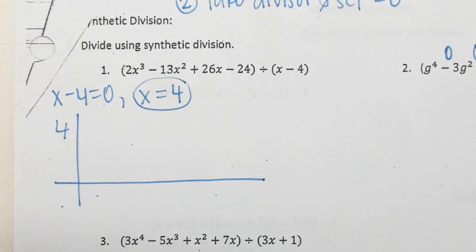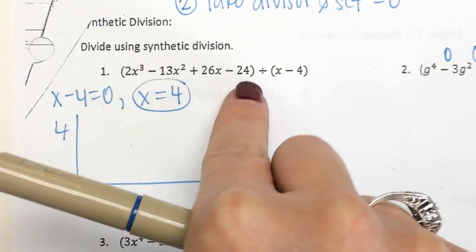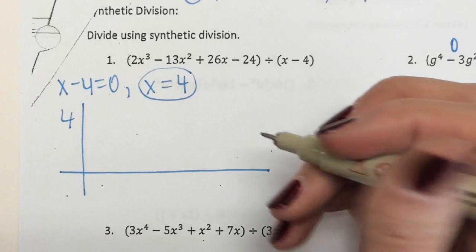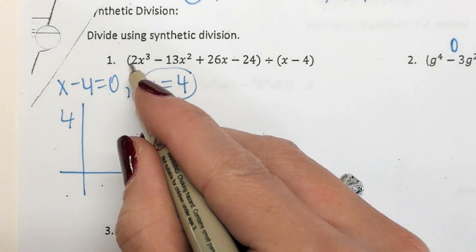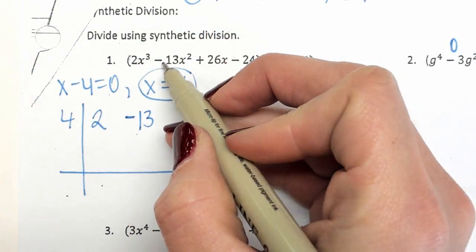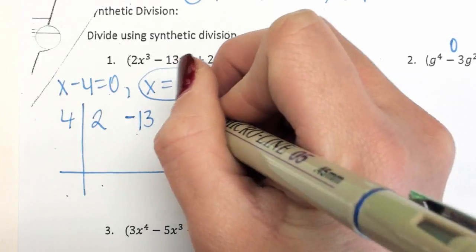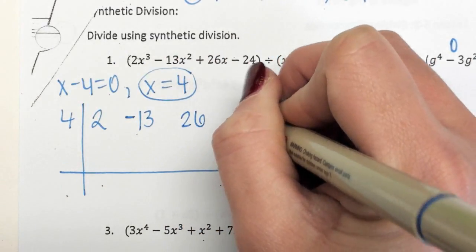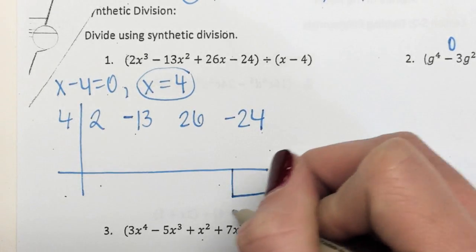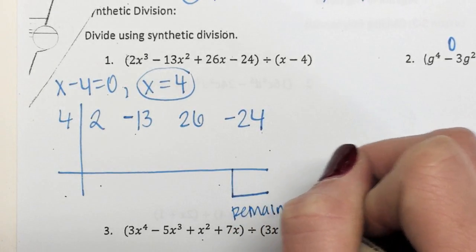How did I get 4? I set what equal to 0? Yes, to the divisor. Okay. The numbers that go up here are going to be your coefficients of this. Not your powers, but your coefficients, okay? So what's my first coefficient? 2. Good. What's my next one? Negative 13. Don't forget the negative goes with it. Next one? 26. Last one? Good. Always put under the last number a box. This is called your remainder box. Your remainder.